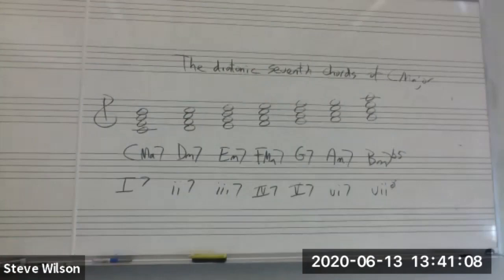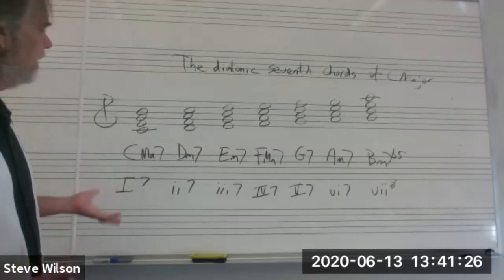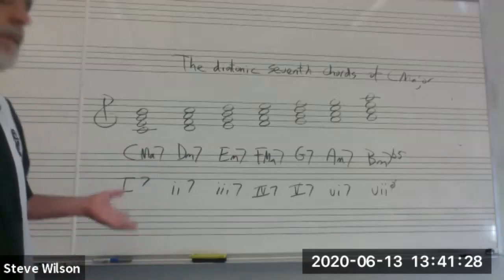Let me play these for you. Here is C major 7. 1, 2, 3, 4, 5, 6, 7. And these are the chords that we use if we want to create a progression that is in the key of C.